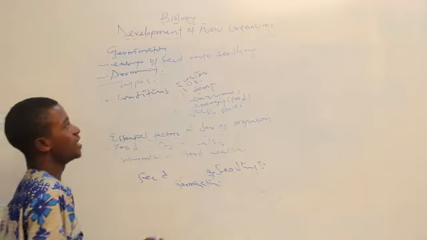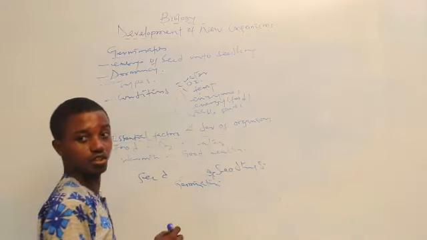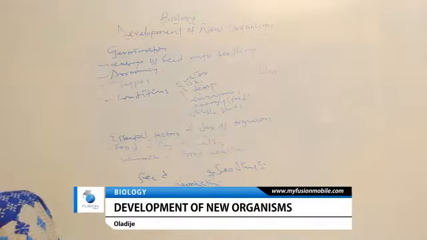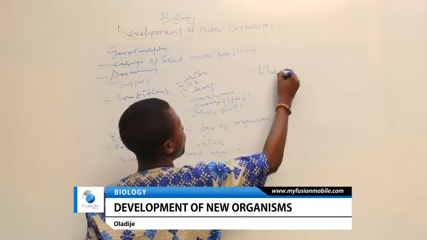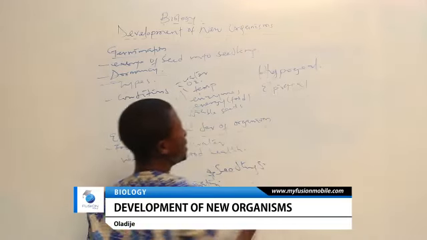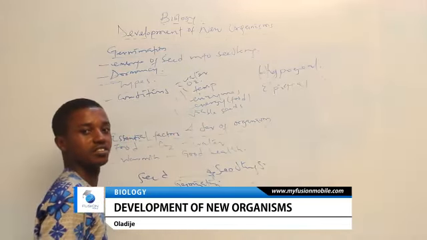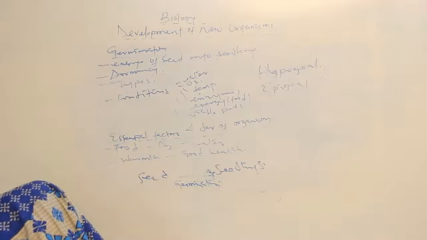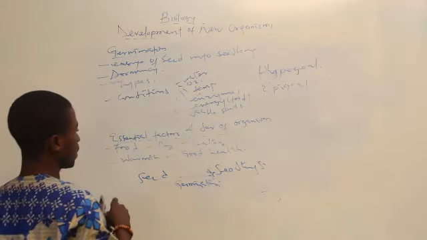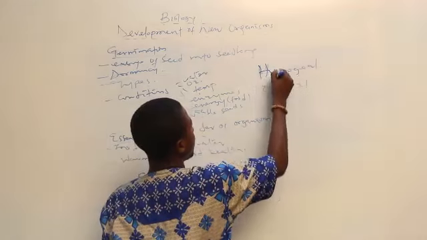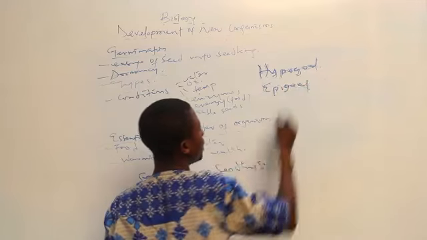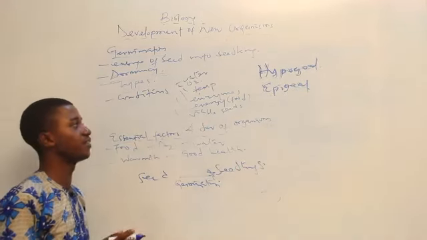And what are the types of germination? There are basically 2 types of germination. We have the hypogeal germination and we have the epigeal germination. Let me write it again. Hypogeal germination, and we have the epigeal germination. What is the meaning of hypogeal germination? What's the meaning of epigeal germination?